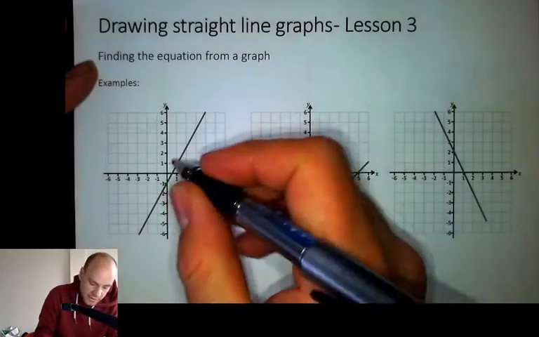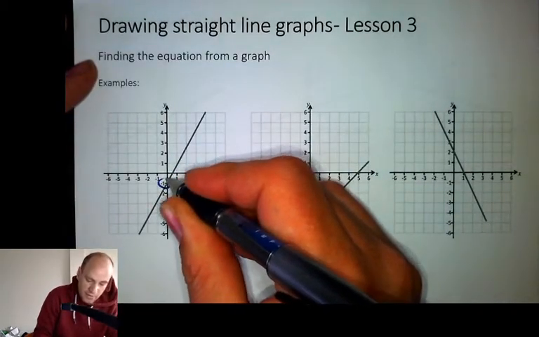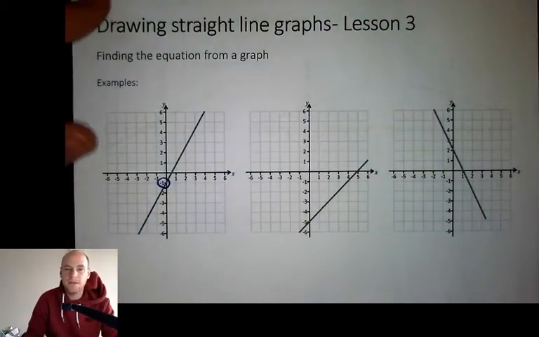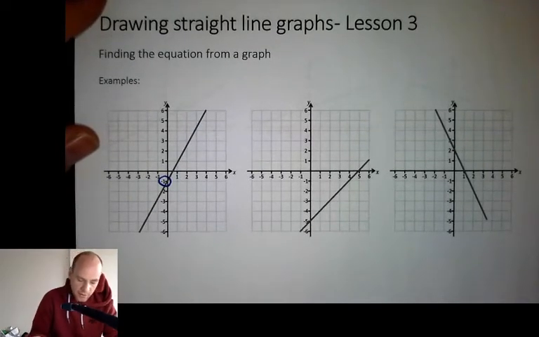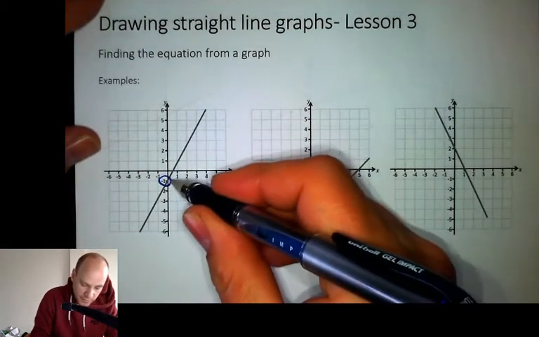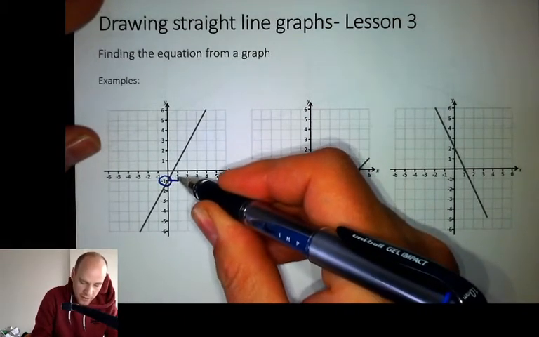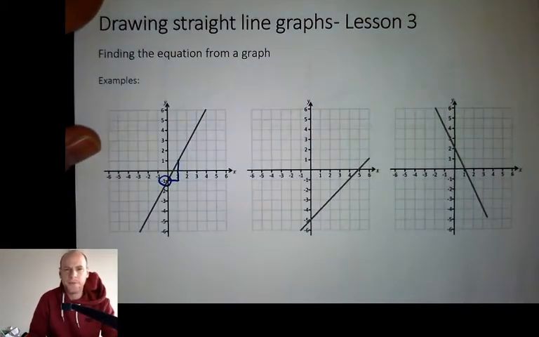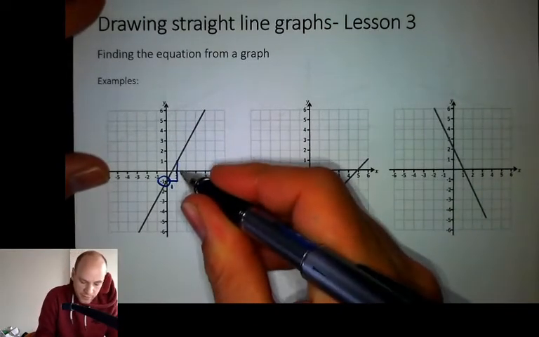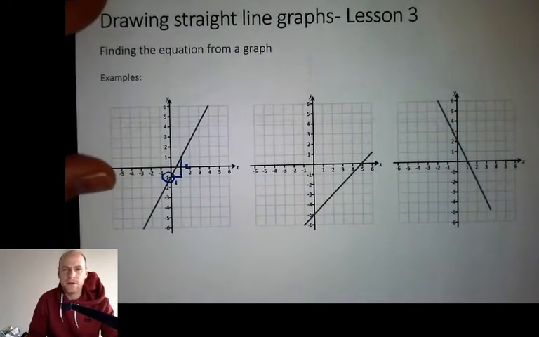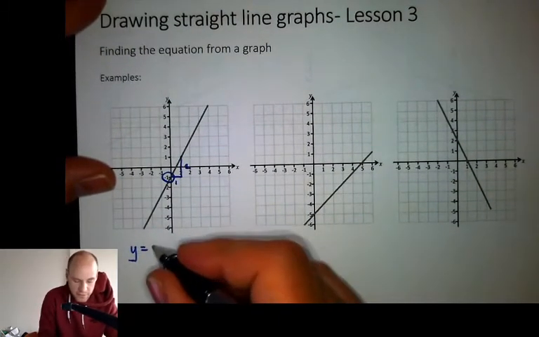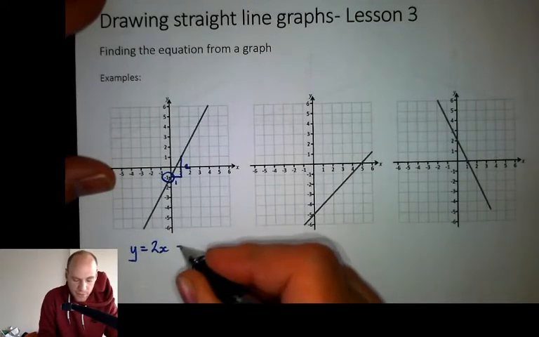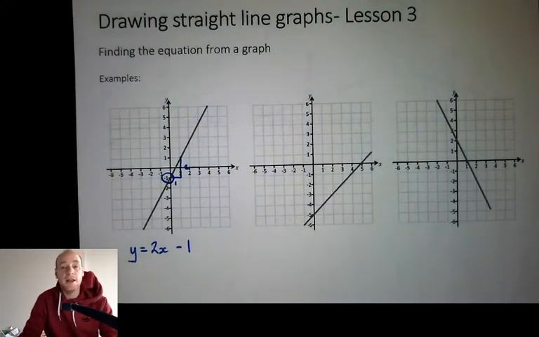As before, the easiest thing to spot is the intercept. The y-intercept is -1 on that one. And now I'm going to look at the gradient. So what I want to do is I want to see for every one that it goes across, how much does it go up? In this case, it goes up by 2. So I think that we've got a gradient there of 2. So I think the equation is going to look like this. It's going to have a gradient of 2, and it's going to have a y-intercept of -1. And it's that quick and easy.